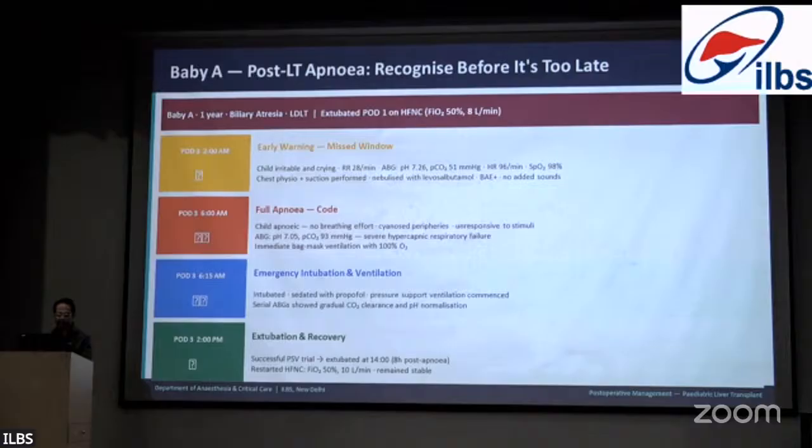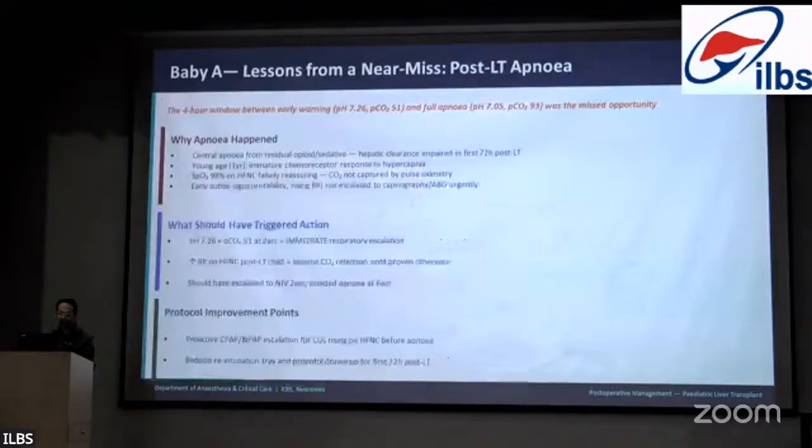The child was nebulized. At 6 a.m., there was full apnea, child apneic, he was not breathing, cyanosed peripheries, unresponsive to stimuli. ABG was done, pH was 7, CO2 of 93, severe hypercapnic respiratory failure. Immediate bag mask ventilation was done, emergency intubation was done, the child was stabilized. During the daytime, sedation was stopped, a successful PSV trial was given, and the child was extubated at 2 o'clock, 8 hours post the episode, and HFNC was started.